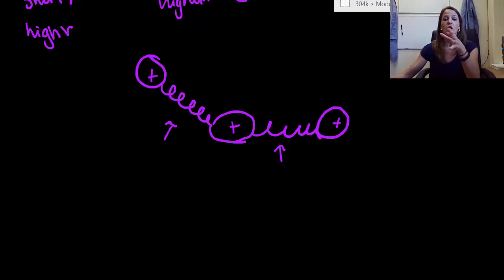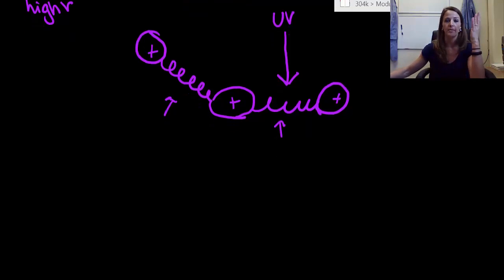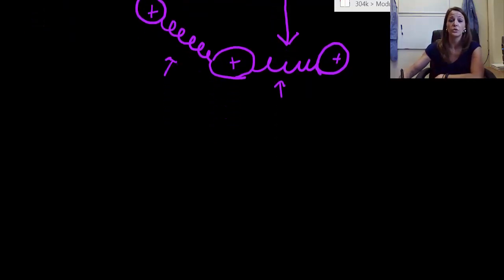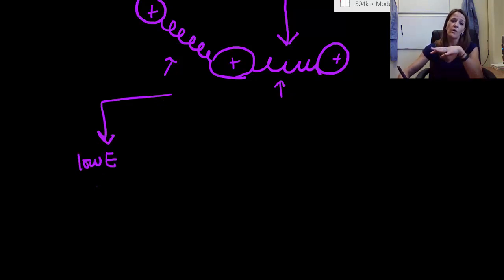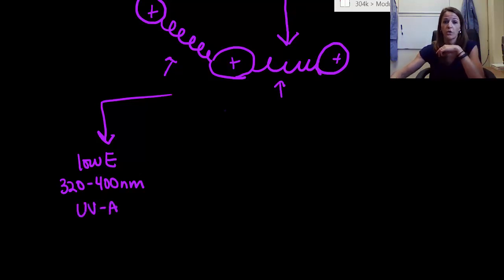So from here, what we want to think about is what happens when UV radiation comes in and hits a bond. When ultraviolet radiation hits a bond, what happens? And the answer is actually really cool because it's three different things. So we could have one, which would be our low energy, and for low energy for UV, it actually has a very specific range. It is 320 to 400 nanometers. This is also referred to as UVA energy or radiation.